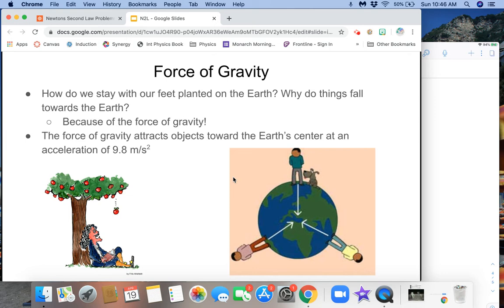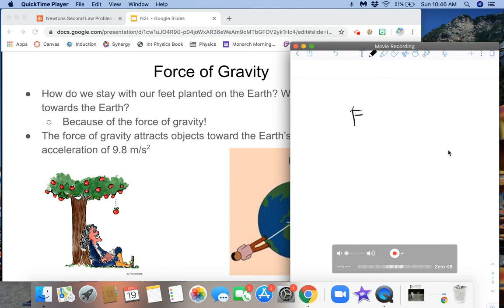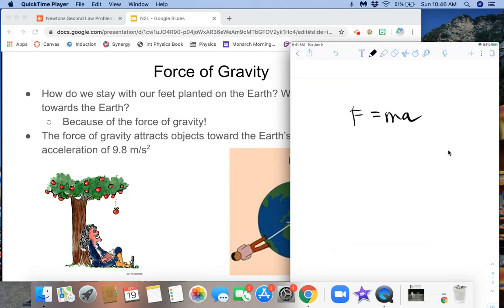Now we know that the force of gravity attracts objects toward the earth's center at an acceleration of 9.8 meters per second squared. Right? That's the acceleration of gravity. Now, force of gravity is different from the acceleration of gravity. We already know that the force from Newton's second law equals mass times acceleration. So when we're talking about the force of gravity, we're using the acceleration of gravity for the acceleration in this equation. So everything has the same acceleration of gravity on the Earth, 9.8 meters per second squared. So they all fall toward the Earth at the same rate.